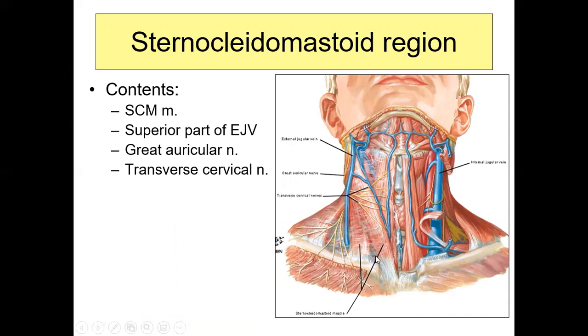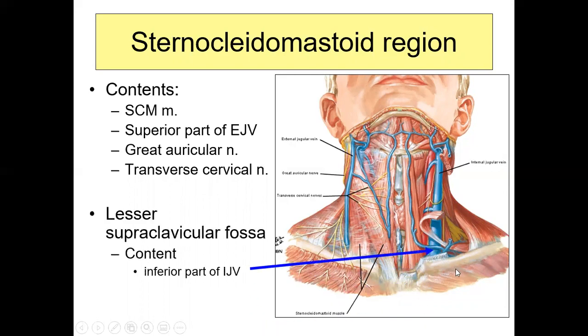And also, not only that, we also have the superior part of the external jugular vein. So this is the external jugular vein, the superior part of the external jugular vein. And we also have the great auricular nerve. If you see here, this is the great auricular nerve, and this is the transverse cervical nerve. So these are the structures or the content that are present in the sternocleidomastoid region.